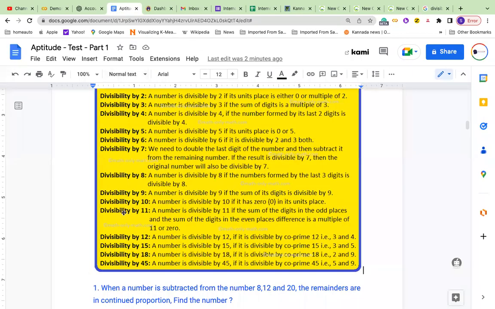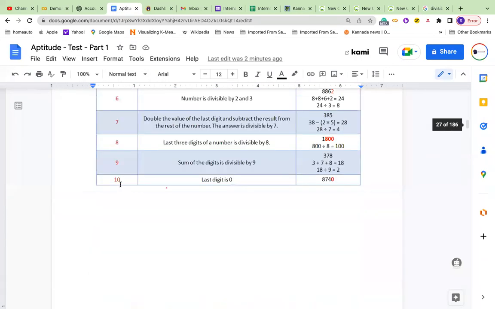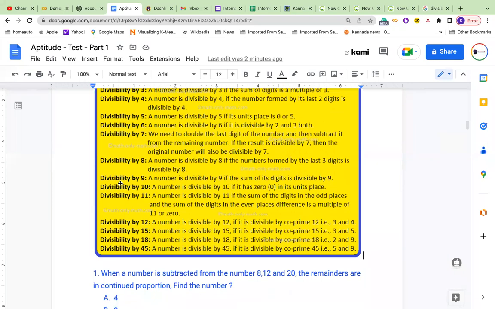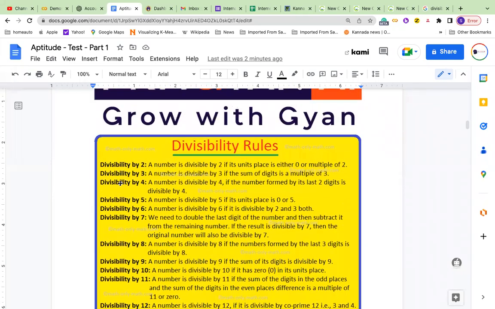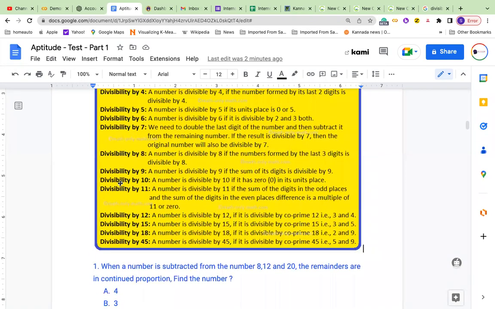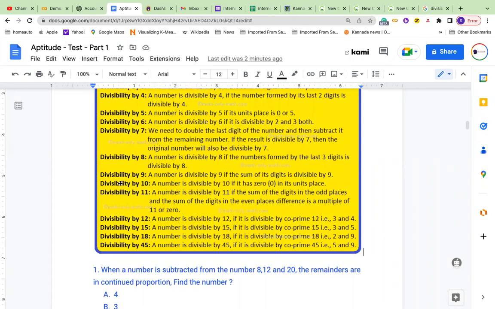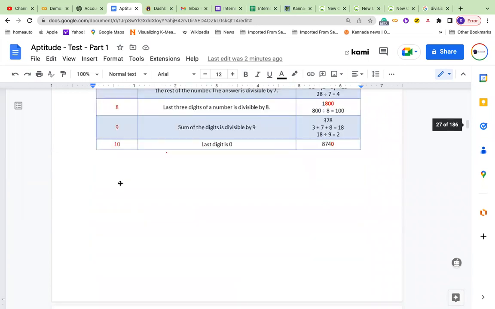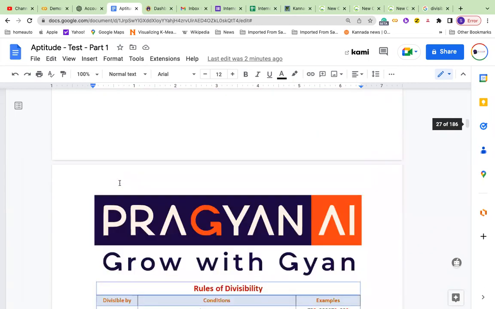So how to check with this? This is more than enough for you to remember. Beyond this it is too much. If you are preparing for CAT, then you need to know a lot more things. 13, 17, everything has some rules actually. So no need to remember all this. Any questions here on divisibility?